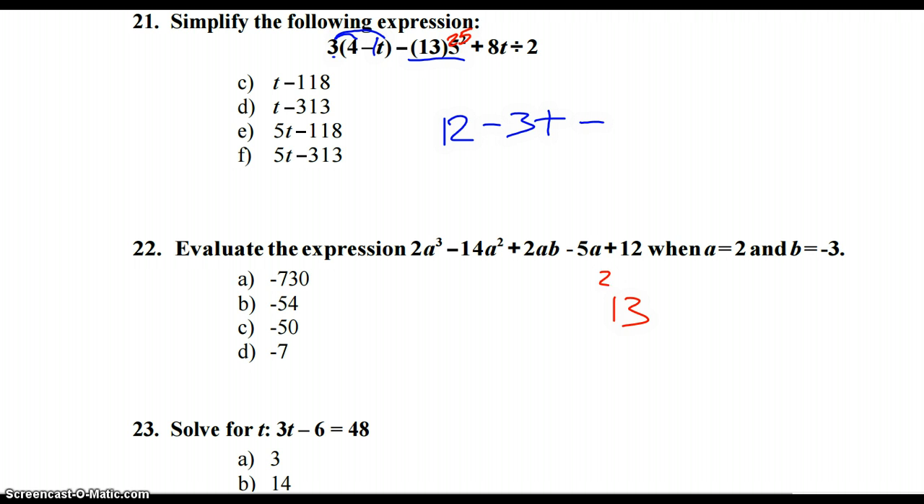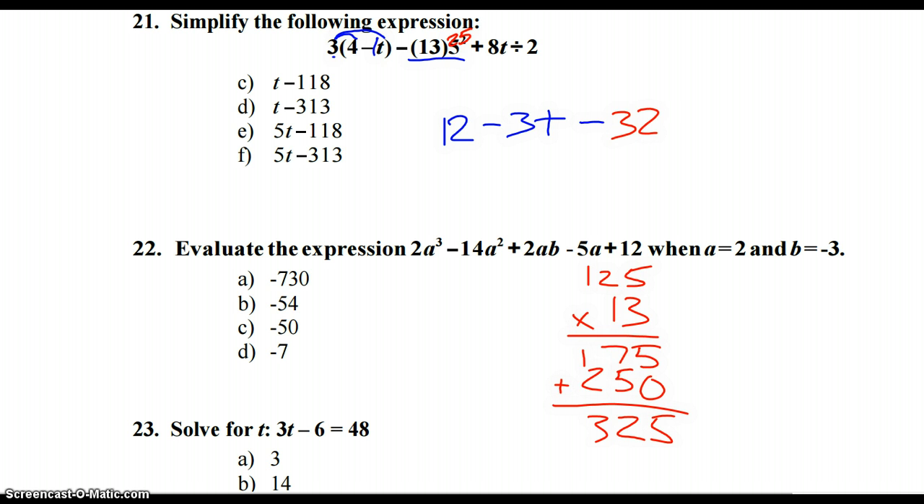So let's do 13 times 25 real quick, and we get 15, 70, and 250. Add those together, 325. So minus 325. And then this last part here, plus 8t divided by 2 is going to be 4t.